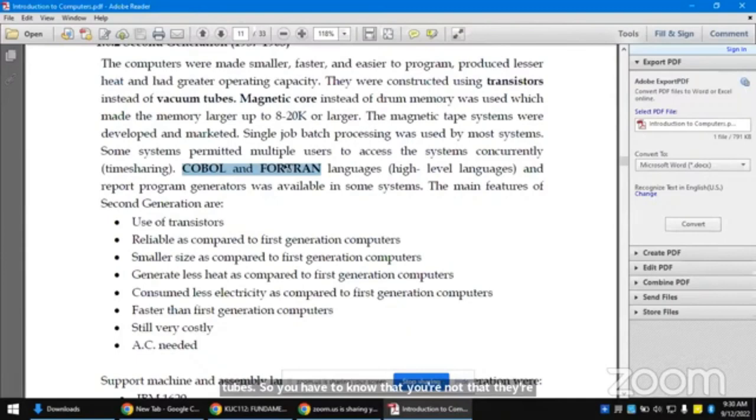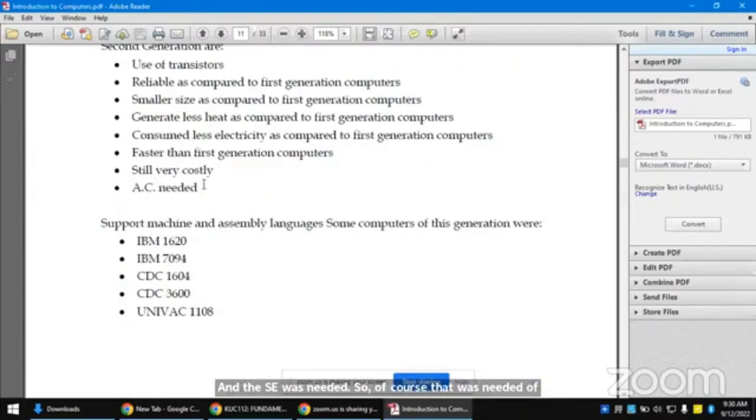Small size as compared to the first generation computers, generate less heat as compared to the first generation computers, consumed less electricity as compared to the first generation computers, faster than the first generation computers, still very costly, and AC was needed. So of course that was needed, electricity of course was needed there. Then support machine and assembly languages.